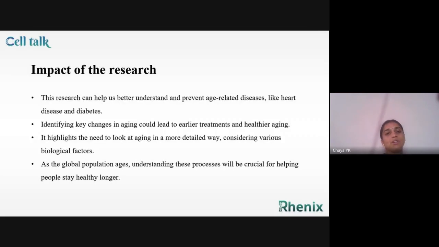And the impact of research. This research helps us to understand how aging affects our bodies and could help to prevent diseases like heart disease and diabetes. By finding important changes that happen as we age, it may lead to earlier treatments and healthier lives. It shows that aging is complex and needs to be studied in more detail. As more people around the world grow older, learning about these changes will be important to keep everyone healthy for longer.